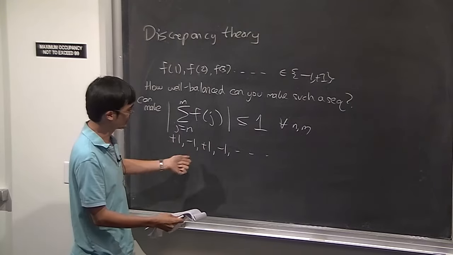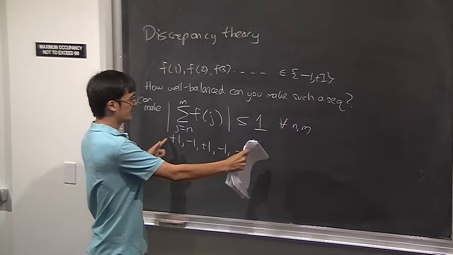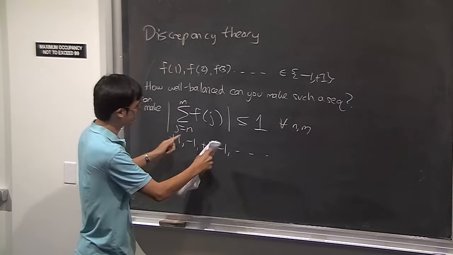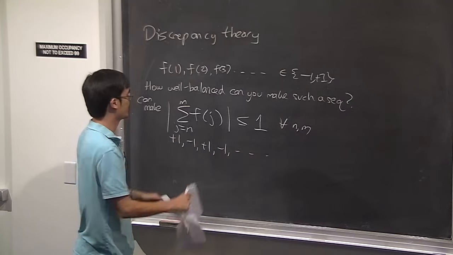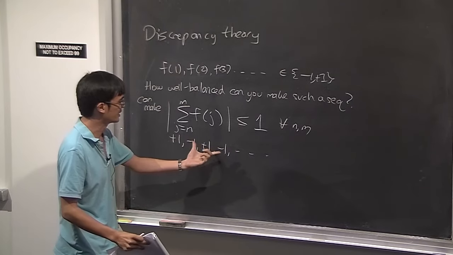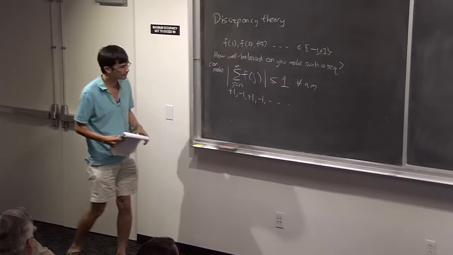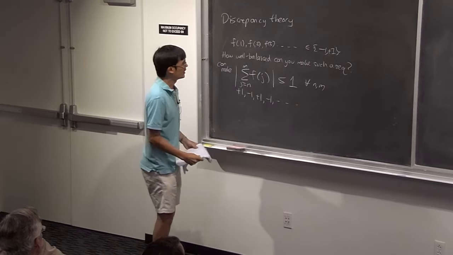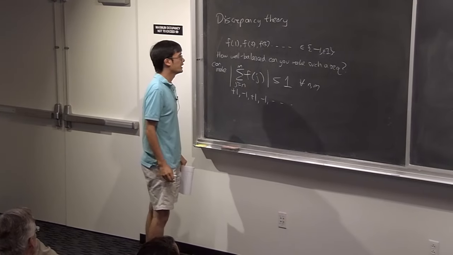This is much better, by the way, than a random sequence. If you flip coins and you pick a plus minus one sequence randomly, then in any block of length n, you expect to be able to find some subblock where the sum is about root n, maybe up to a log factor. But you can make it bounded. So this is not an interesting question.